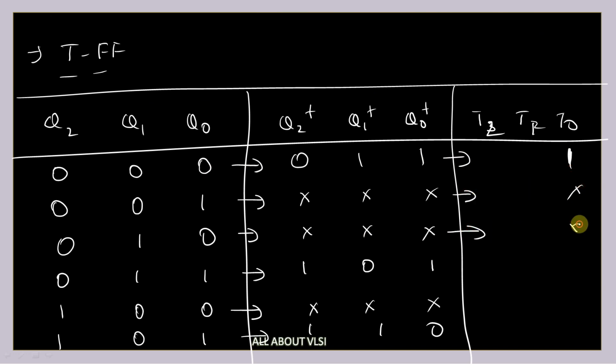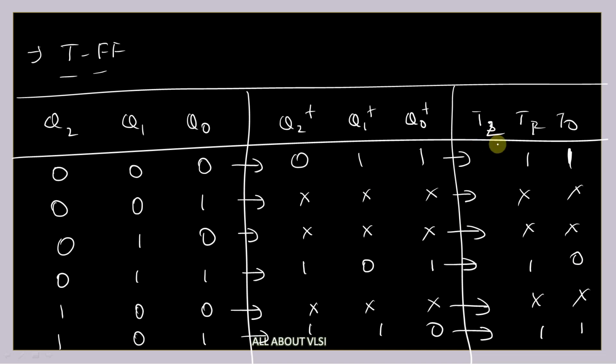And in this case also it is equal to don't care. And here it is equal to 0. And here it is equal to don't care. And here it is equal to 1. Okay. Let's write the T2 also. It is equal to 1 here, and it is equal to don't care, and it is equal to 1, don't care, and it is equal to 1.